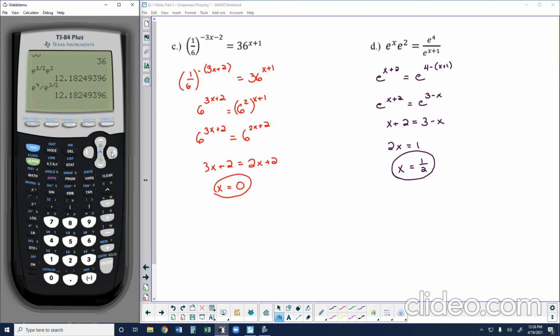So what we did in D was we simplified the expression by combining bases on either side of the equation to get a single base, and then we were able to use the uniqueness property. And this is a method for solving exponential equations. It's not the only method, but this is the one that we have the skills to execute for now.